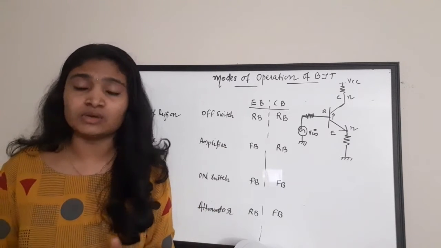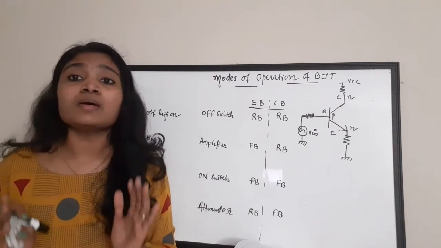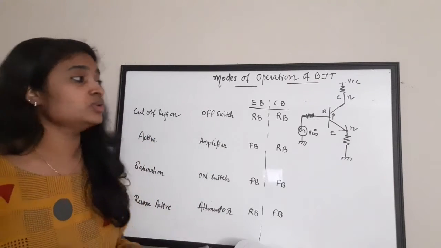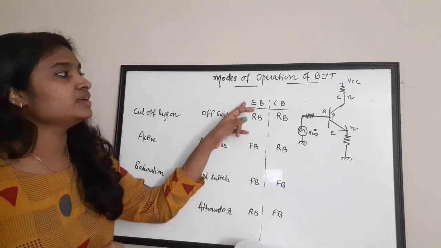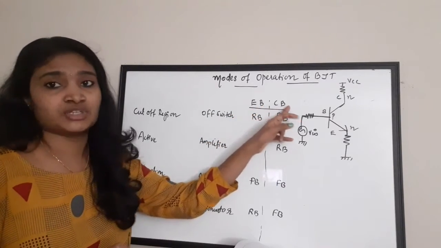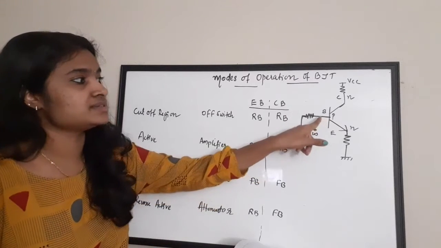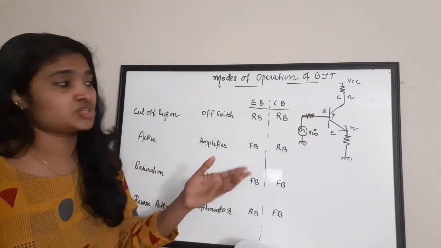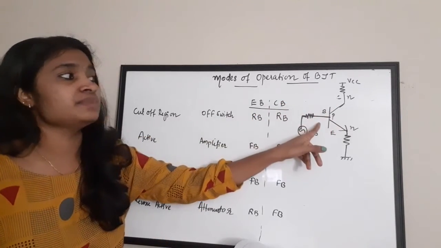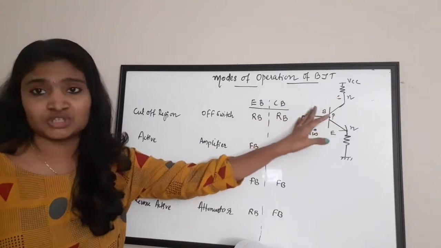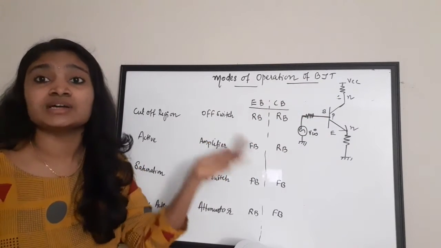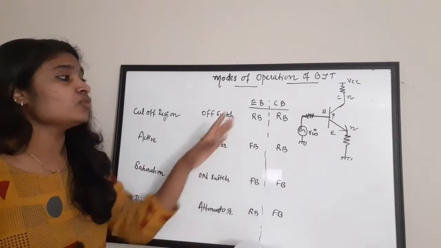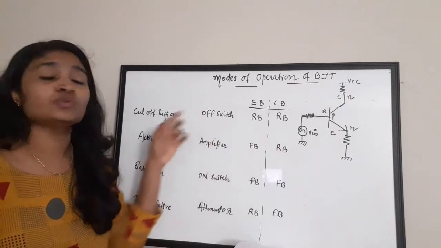For a BJT or bipolar junction transistor, there are four basic modes. The first one is the cutoff region or cutoff mode. Here I have given the emitter base junction and the collector base junction. EB is the emitter base junction. I have drawn the figure also. This is the base, this is the emitter, and this junction is called the emitter base junction. There is a collector here and a base here, so this is the collector base junction. We apply some voltage to these junctions and make them either forward biased or reverse biased. I have given here what biasing is given for the two regions for the various modes.